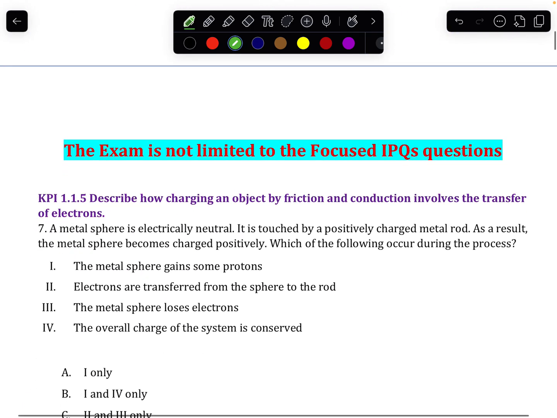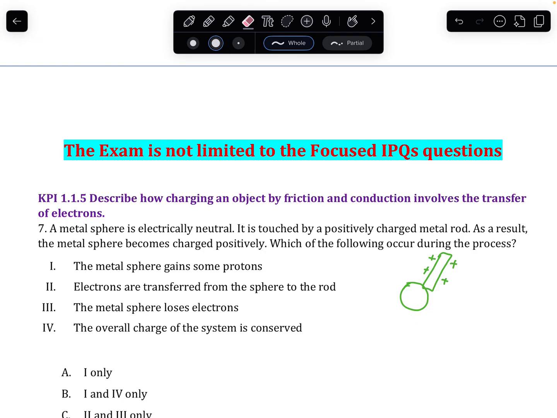So we have here a metal sphere that is electrically neutral. It is touched by a positively charged metal rod. So let's see what happens. As a result, the metal sphere becomes positively charged. Of course. Let me draw another one. So the positive rod stays positive. However, the sphere also becomes positive.